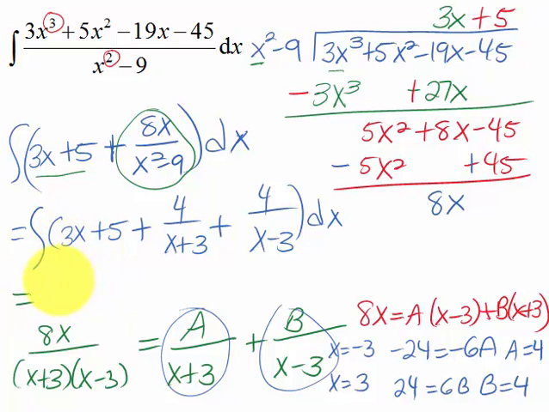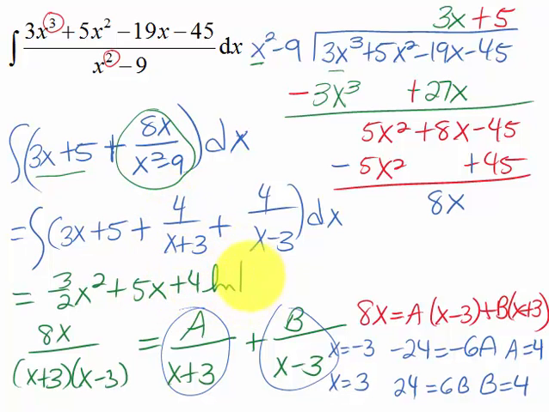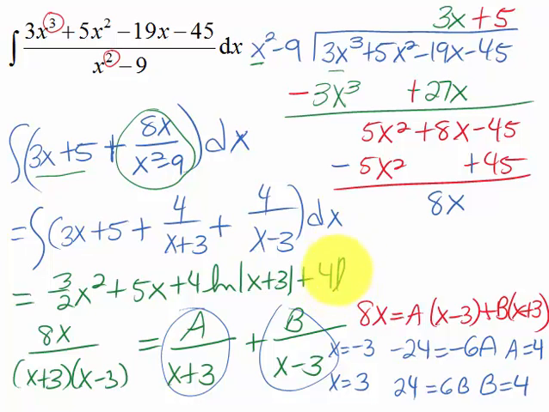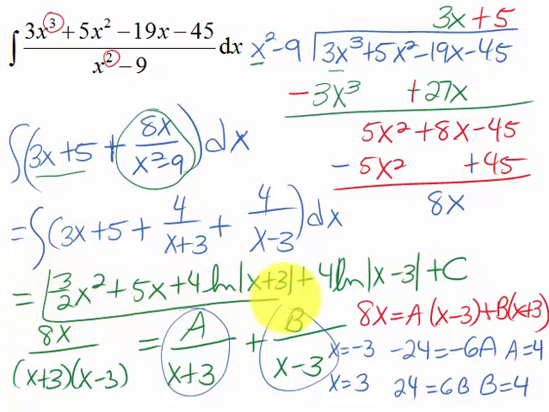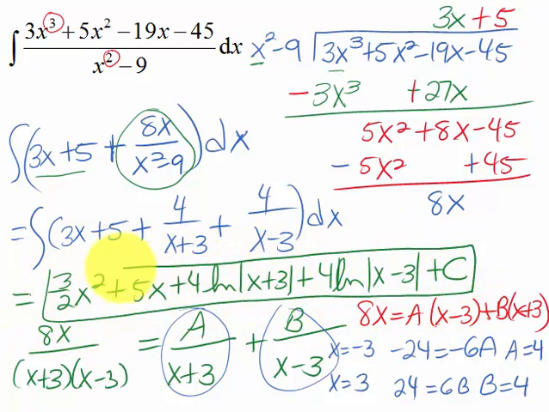So integrating here, I have 3 halves x squared, plus integrating here, I have 5x. Integrating here, I have 4 times the natural log of the absolute value of x plus 3, plus, and over here I have 4 times the natural log of the absolute value of x minus 3, and then plus a constant. So we first did long division, and then we did partial fractions on what was left here to get our solution.